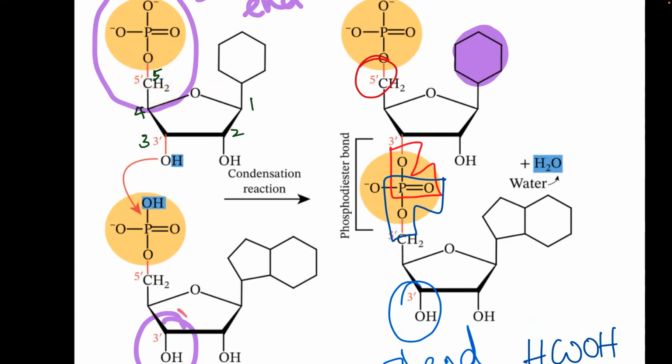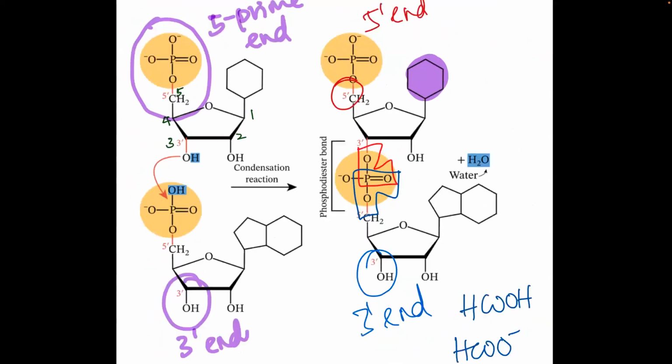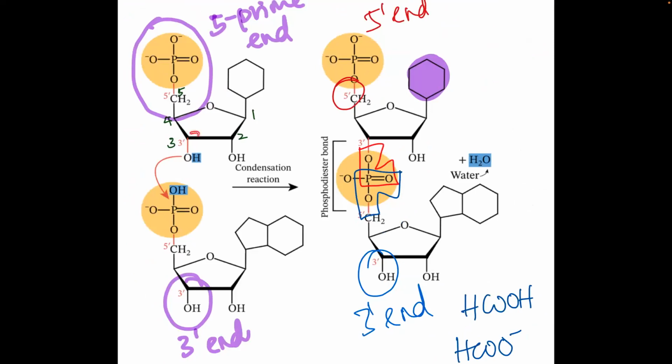On carbon 3 there is a hydroxyl group, so it is a reaction between the hydroxyl group on carbon 3 and the phosphate group on carbon 5. Which is why it says it links carbon 3 of one sugar to carbon 5 of another sugar.